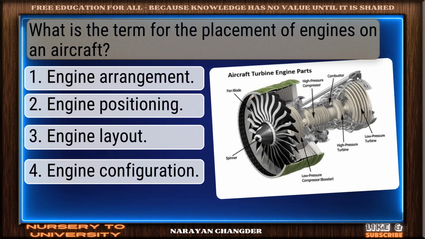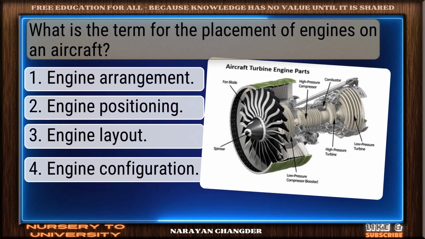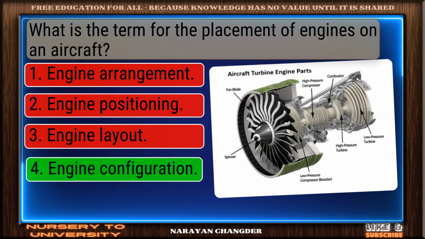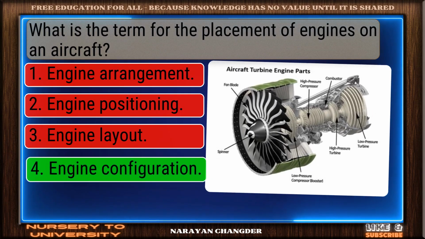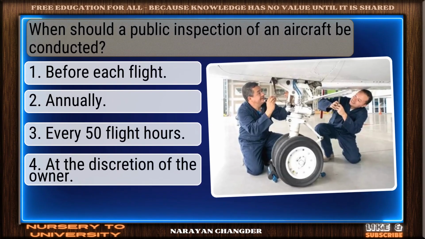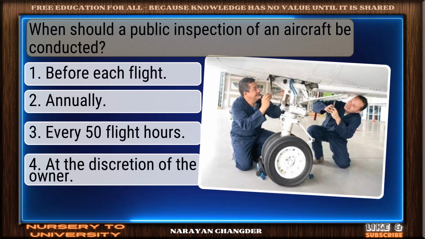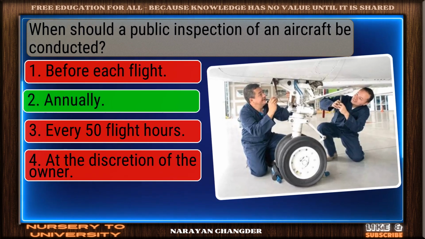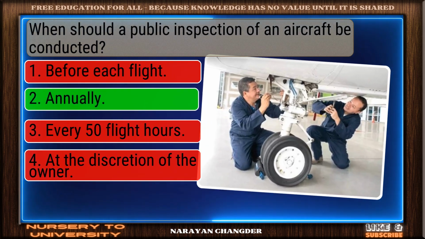What is the term for the placement of engines on an aircraft? Smart move. Engine configuration is an accurate answer. When should a public inspection of an aircraft be conducted? You chose annually, and it is correct.